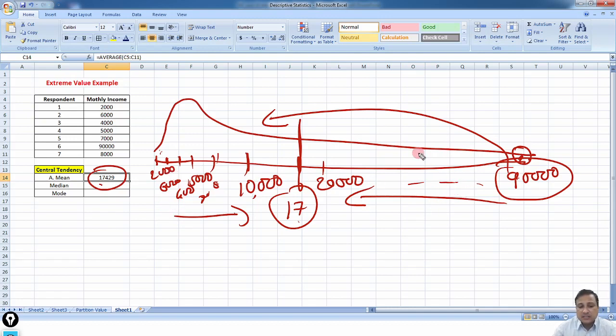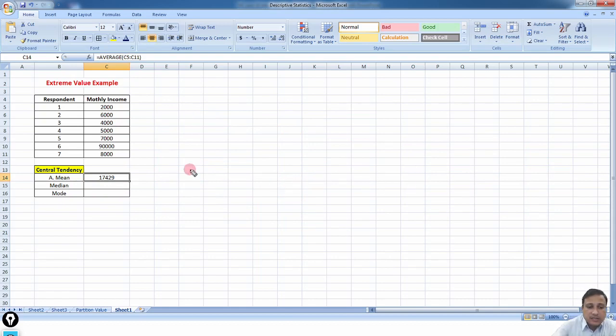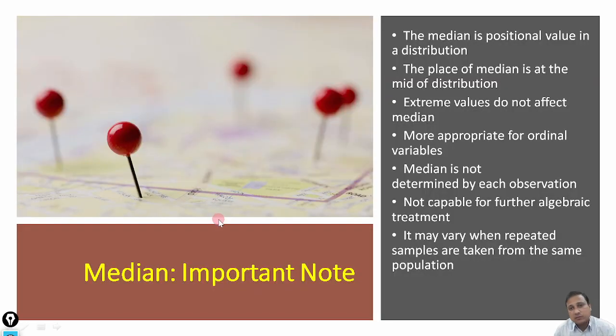So in this case, if we have outliers, then we should go for the median. What is median? Median is a positional value. The place of the median is at the middle of the distribution. Extreme values do not affect the median. That's true. If we have extreme values, then instead of the arithmetic mean, we can go with the median. No problem. Median is actually more appropriate for ordinal variables. But if we have extreme values in a scale variable, we can go for the median.